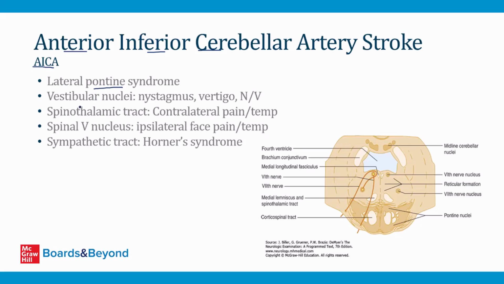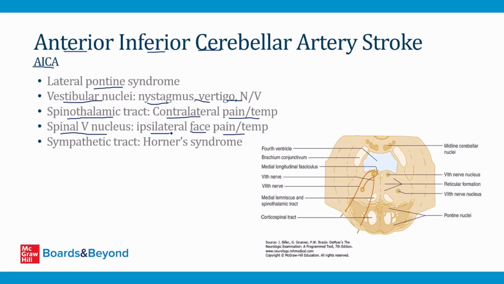Well, first of all, you find nuclei for the vestibular nerve. So damage to this structure leads to vestibular symptoms like nystagmus, vertigo, and nausea and vomiting. Also in the lateral pons, you find the spinothalamic tract fibers. So damage here leads to sensory loss related to pain and temperature on the contralateral half of the body. You also in the lateral pons find the spinal nucleus of cranial nerve 5, the trigeminal nerve. So damage to this structure leads to sensory loss in the face involving pain and temperature on the ipsilateral side, meaning the same side as the stroke.